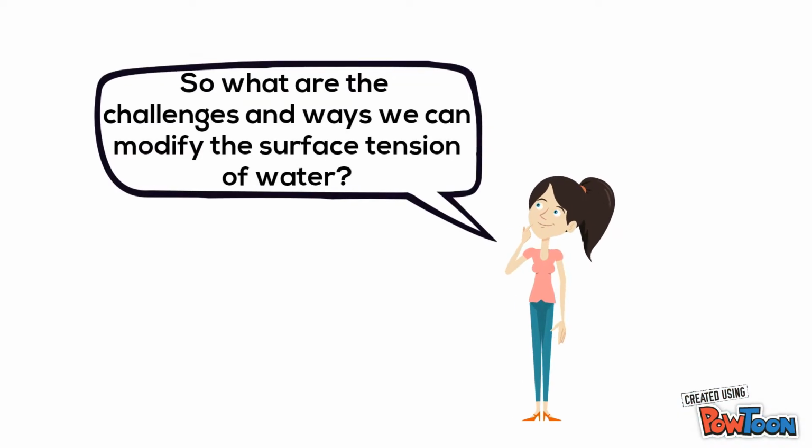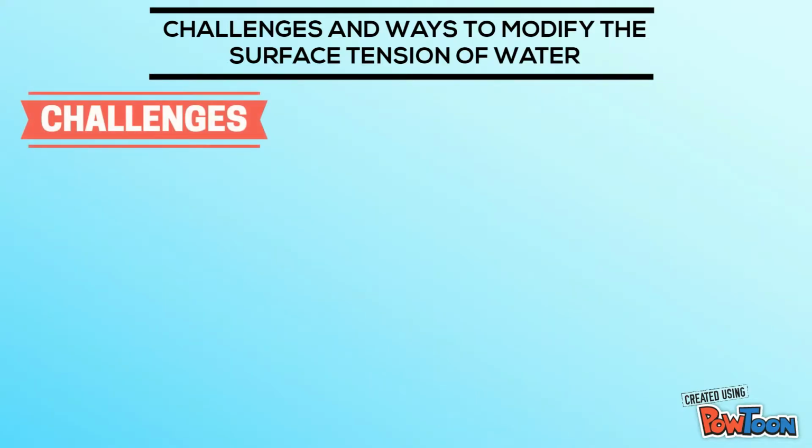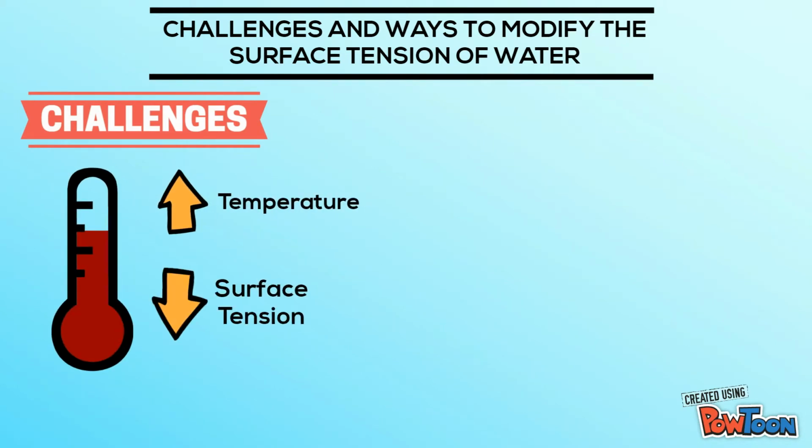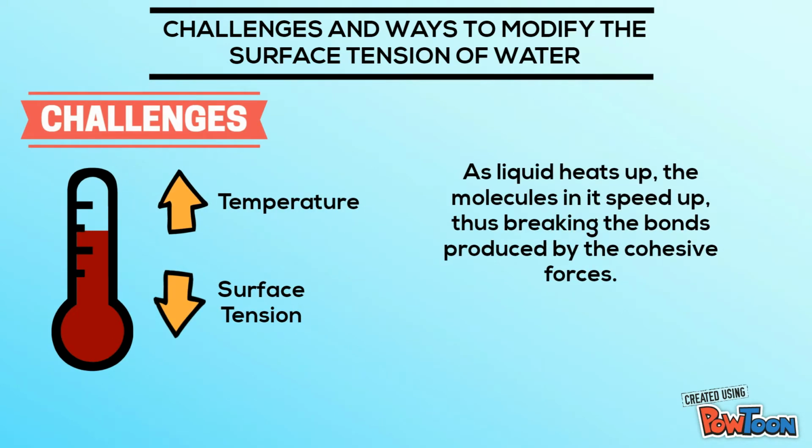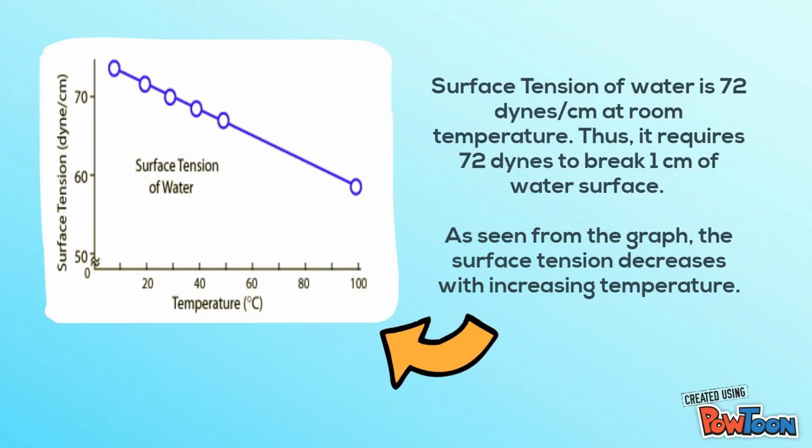So, what are the challenges and ways we can modify the surface tension of water? The challenge is high temperature, which is also a way to modify the surface tension of water by lowering it. As seen from the graph, the surface tension decreases with increasing temperature.